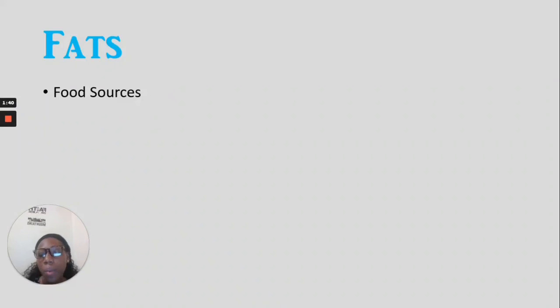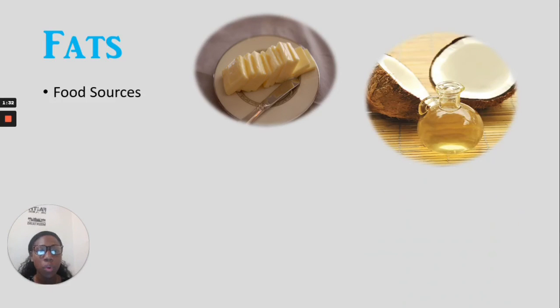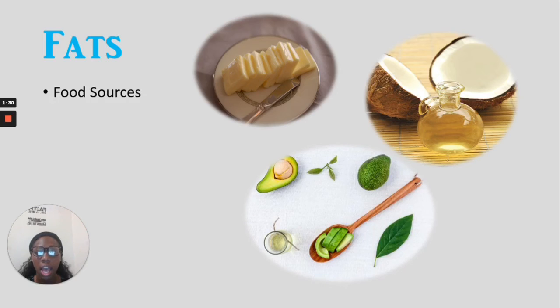Another one that we have is fats, and these are the food sources. We can have butter, or margarine, and then we also have coconut oil, and avocado oil, but this is not limited to this. You also have olive oil as well.